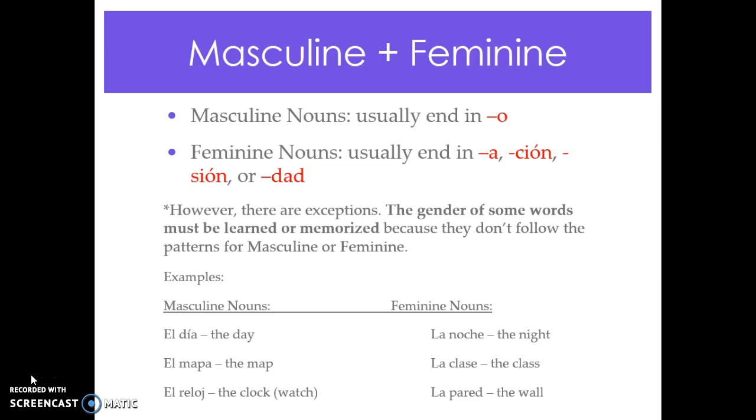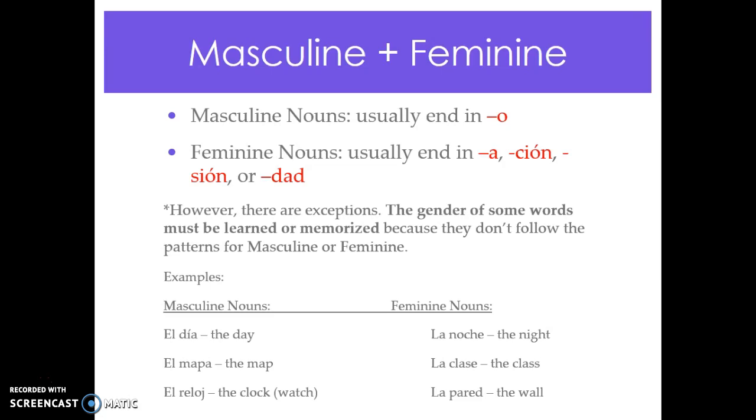Feminine nouns usually end in an A, but they can also end in sion, or dad. So a, sion, or dad. The only difference between this sion and this sion is its letters. Okay? However, there are exceptions.